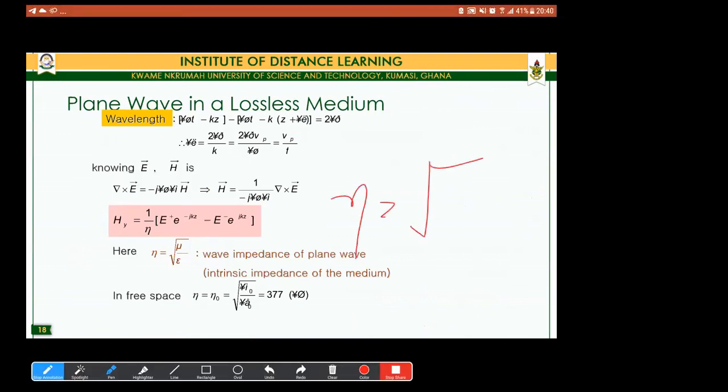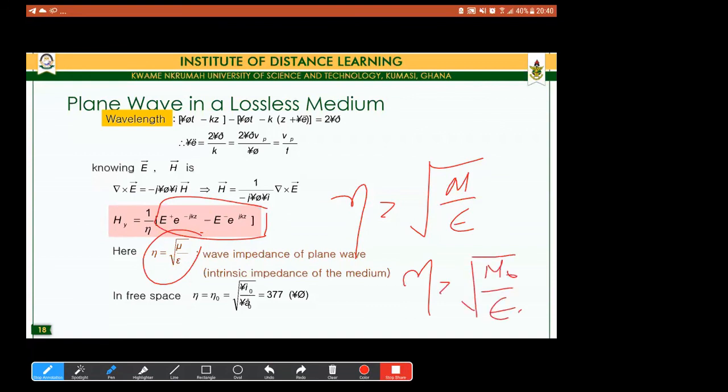Equals square root of what? Mu over epsilon. That is what you have here. And that's called the impedance of free space, or the wave impedance. And then this differentiation is what we did before. You saw E plus, e to the minus jkz, minus E minus, e to the jkz. And this impedance in free space is equal to square root of mu naught over epsilon naught. And this equals what? 377 ohms. So the impedance of free space is 377 ohms.